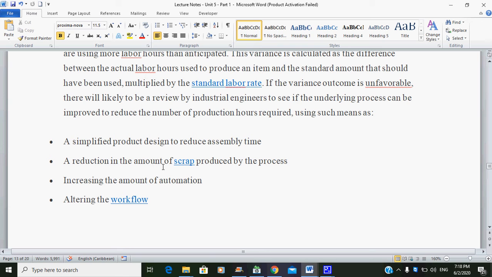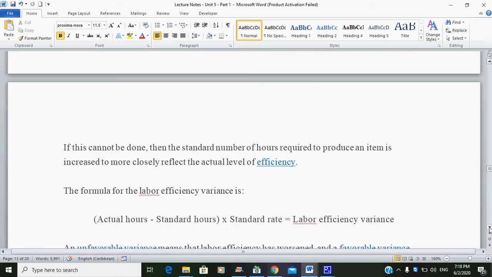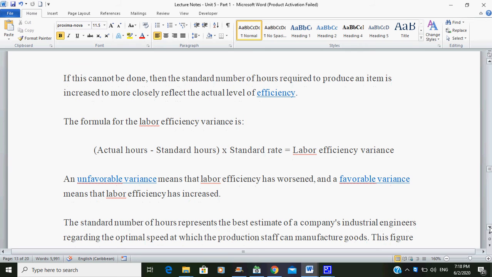The formula for labor efficiency variance is actual hours minus what? Standard hours, times standard rate, equals labor efficiency variance. Alright? An unfavorable variance means that labor efficiency has worsened, and a favorable variance means that labor efficiency has what? Increased. Alright?